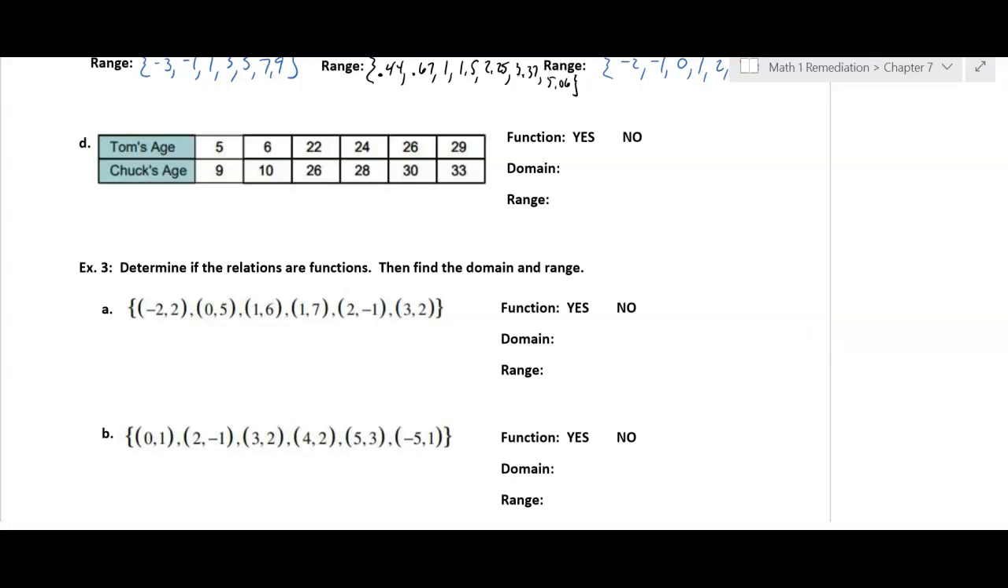Okay, the last table here, when I look, Tom's age, 5, 6, 22, 24, 26, 29. None of them repeat. So remember, this would be your input. This would be your output. So yes, it is a function. And your domain would just be the 5, the 6, the 22, 24, 26, and 29. And then my range would be the set of outputs or Chuck's ages, which is 9, 10, 26, 28, 30, and 33.